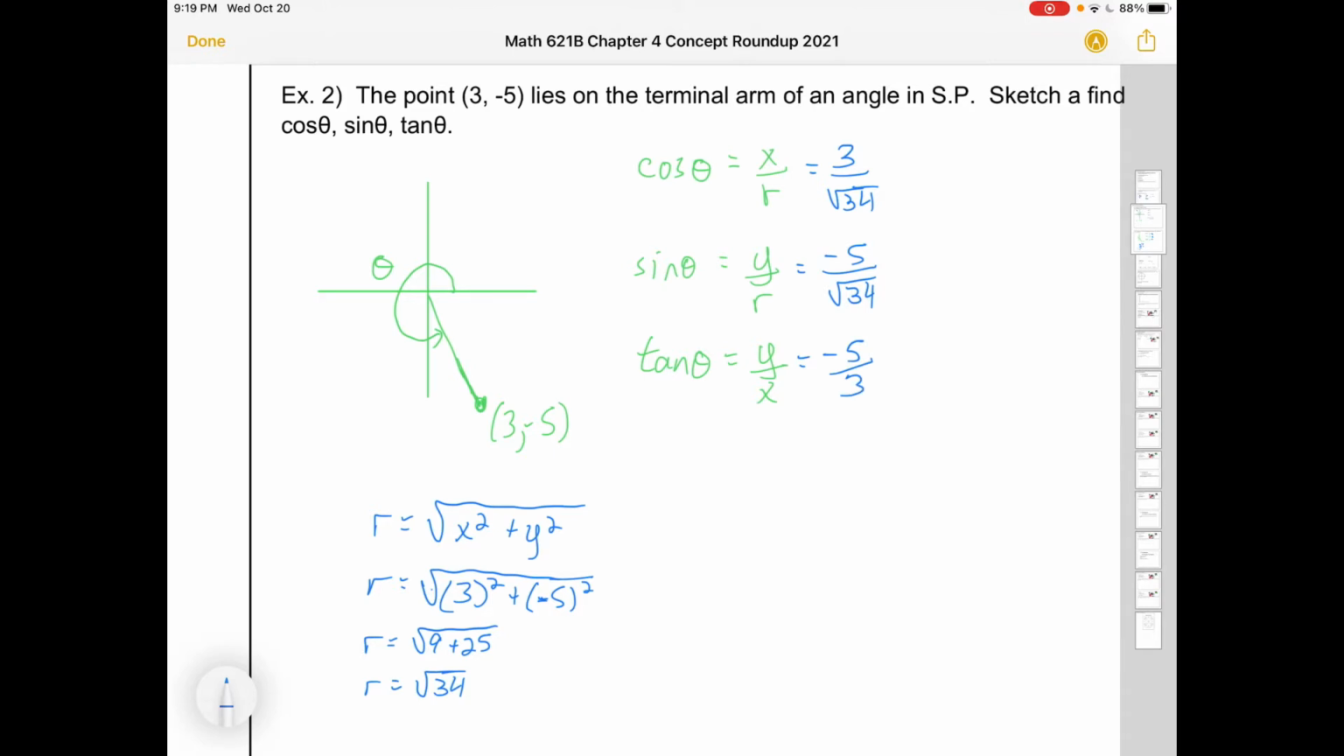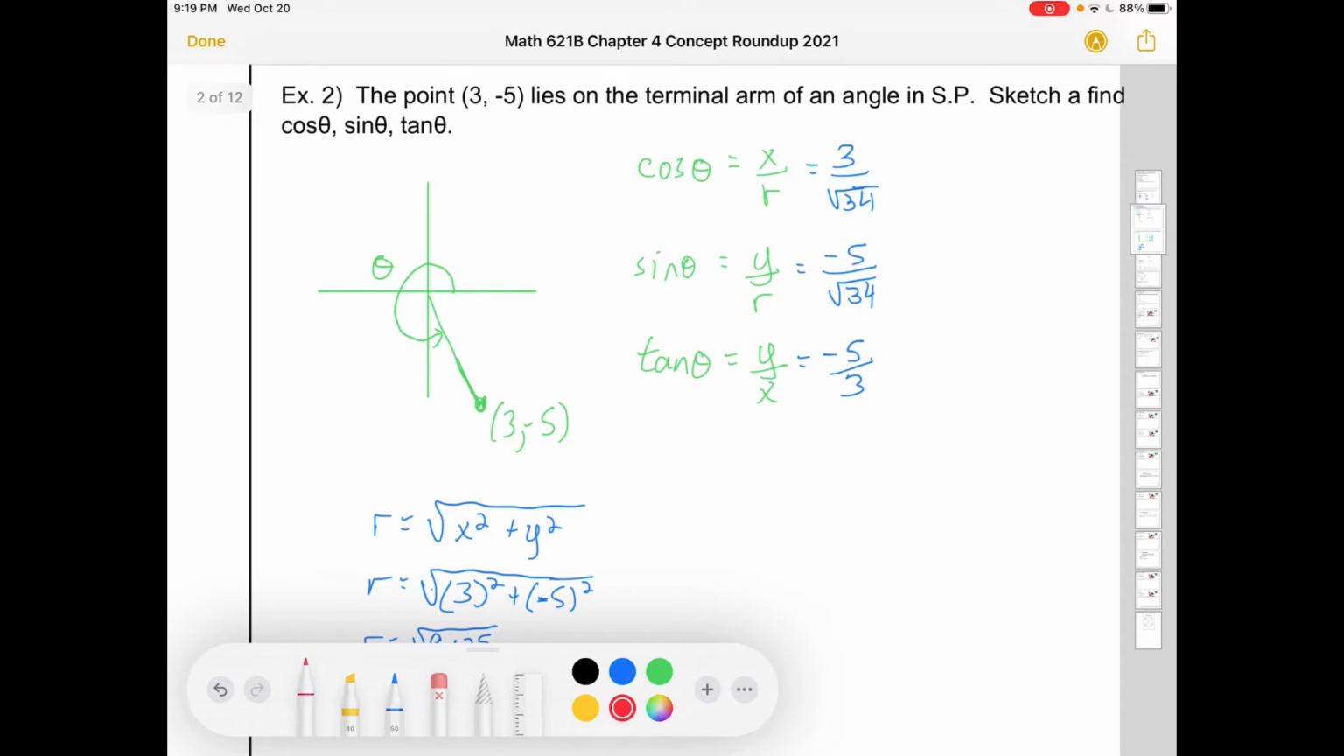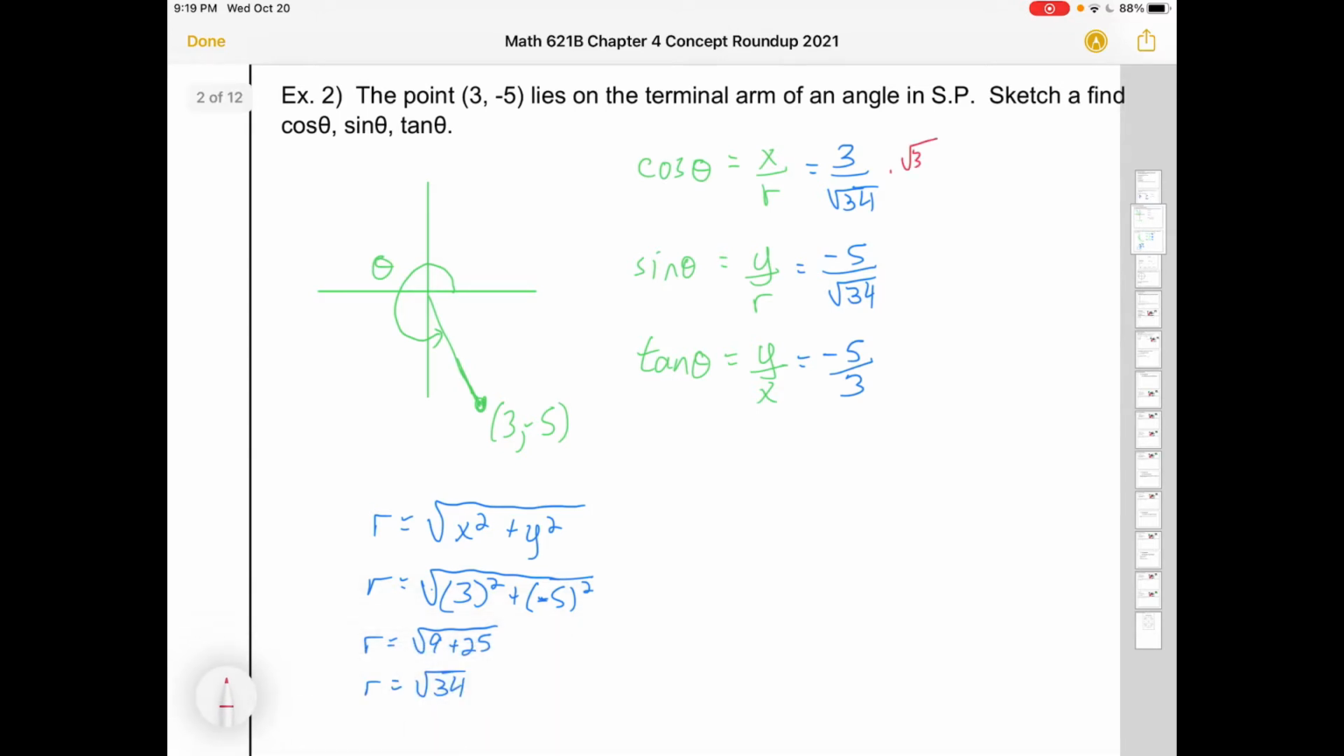It doesn't rely on r. You can optionally rationalize those denominators for sine and cosine. And the way that we do that, harkening back to 521B, is just multiply top and bottom by root 34.